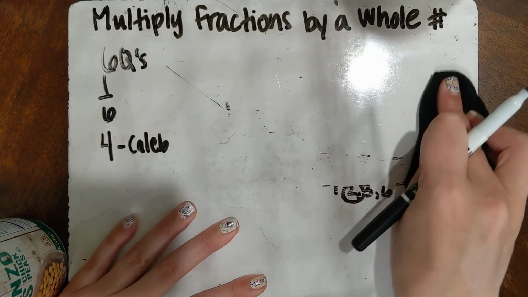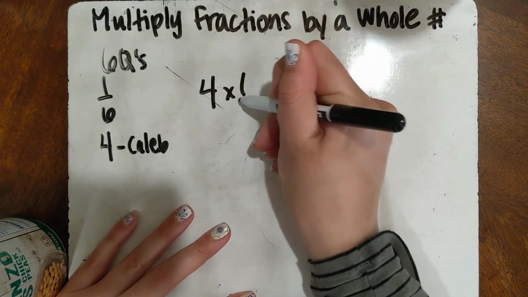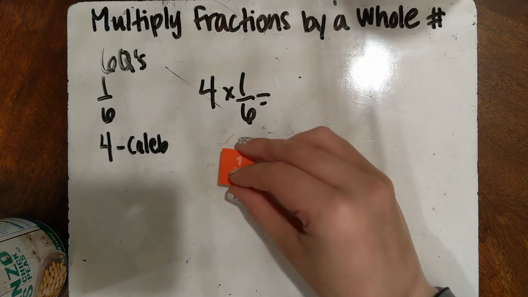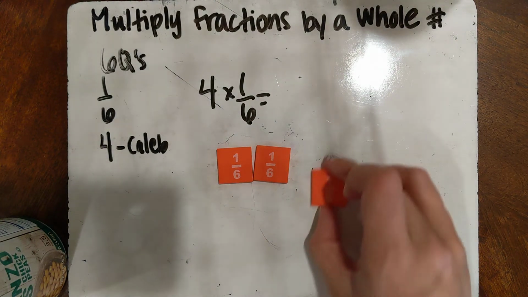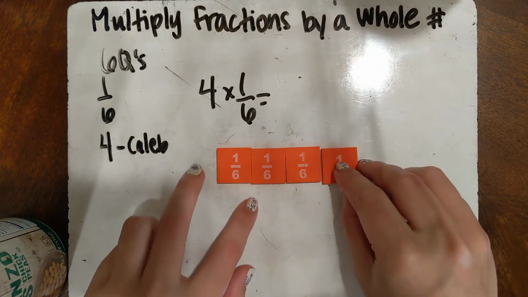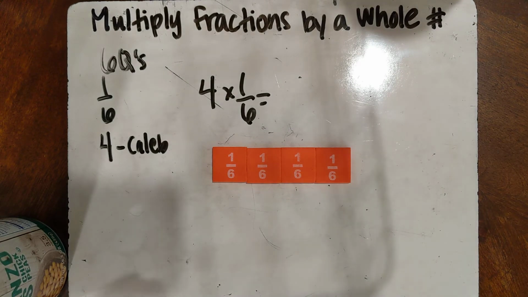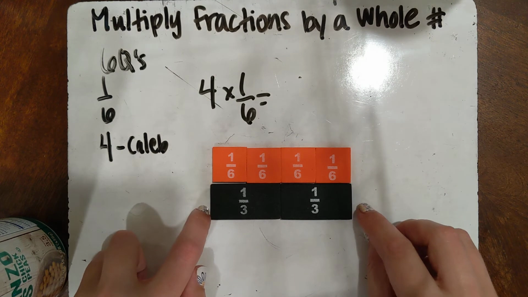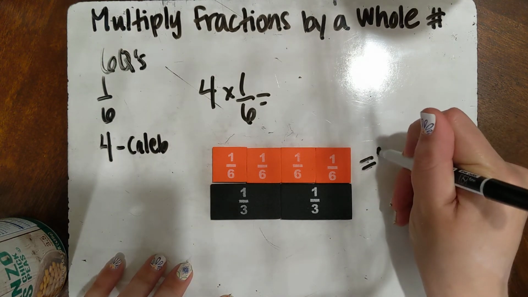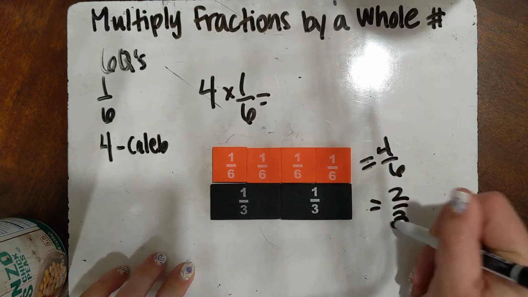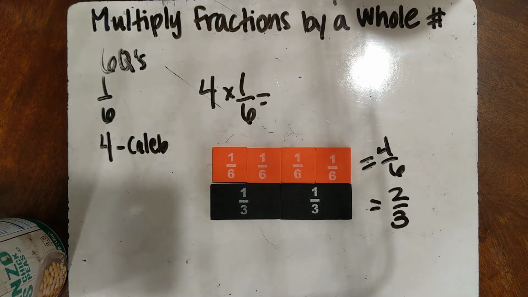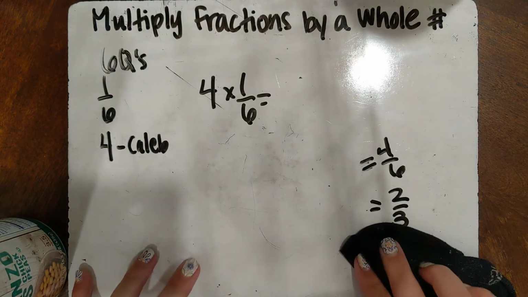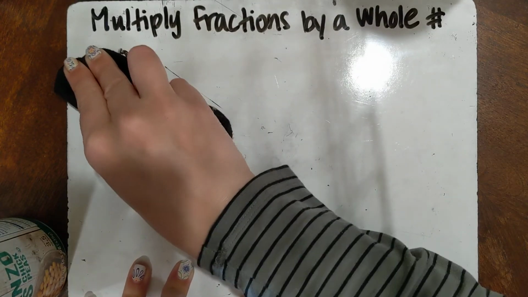So the other way we could do that, if our problem is 4 times 1/6, is models. Like I said, let me find. Here's 1, here's 2, here's 3, and here's 4. Right? I have 4/6. But that is equal to 1/3 and 1/3. So 4/6 or 2/3 in simplest form. Ta-da! I'm going to do the rest of these with, actually, you know what? I'm going to show you another way to do it, because I think you can handle it. I know you can handle it. Let's do a different problem.